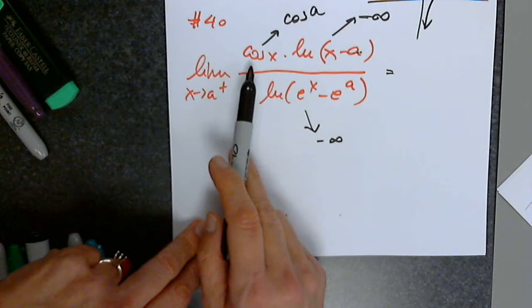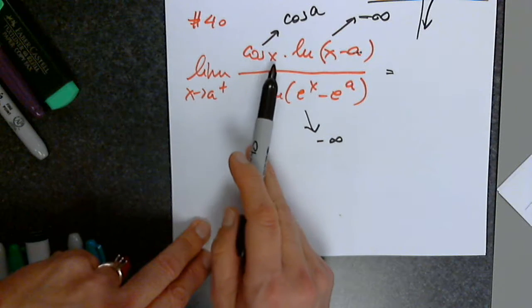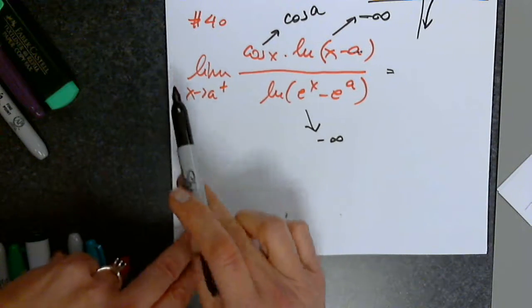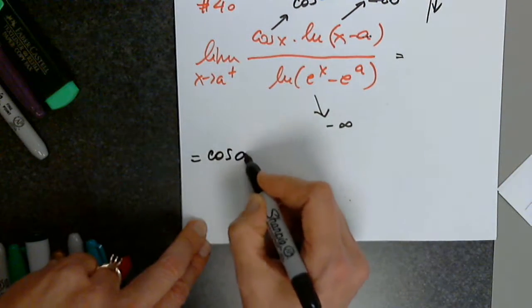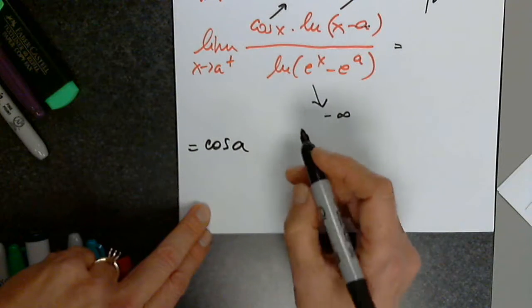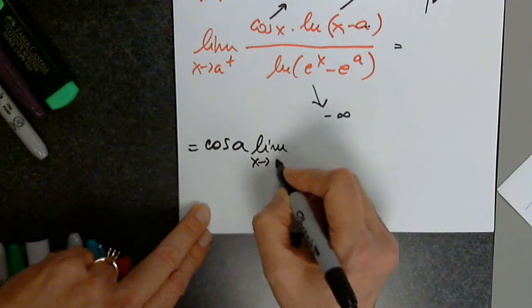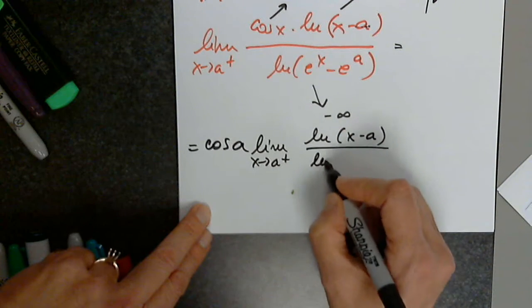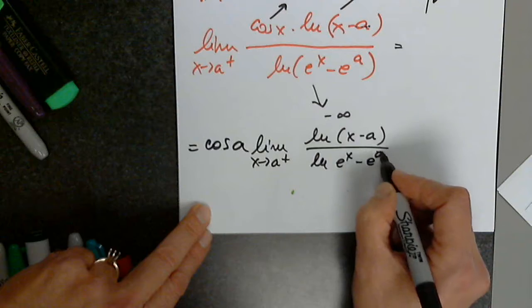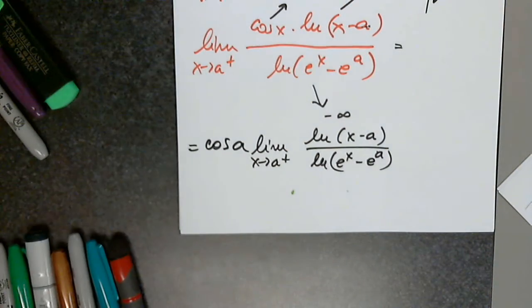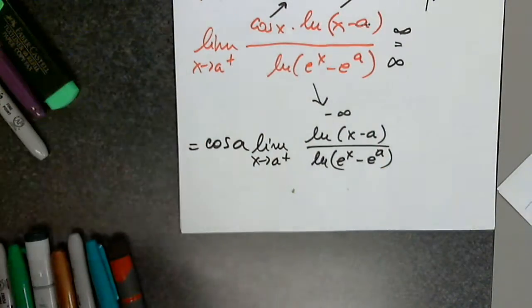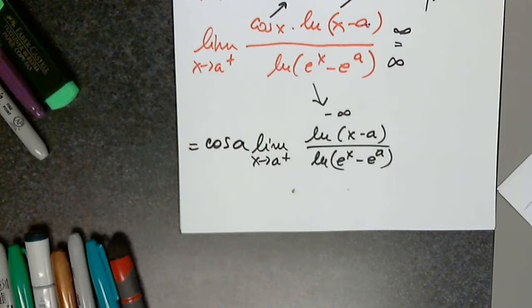Since this is not a problem, it's a factor. It's approaching cosine a. I'm going to move it in front as a factor. If I don't, I'll have a lot of work to do. Limit as x approaches a from the right of natural log of x minus a, divided by natural log of e to the x minus e to the a. Good. So then what do I do now? So the indeterminate case is infinity over infinity. The sign is not important. So then what would you recommend?